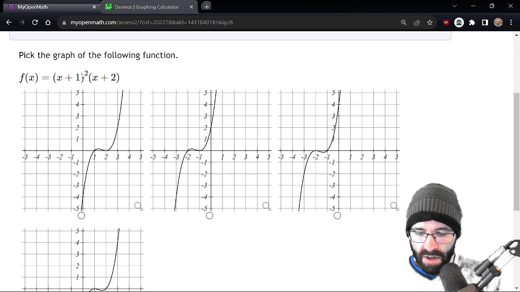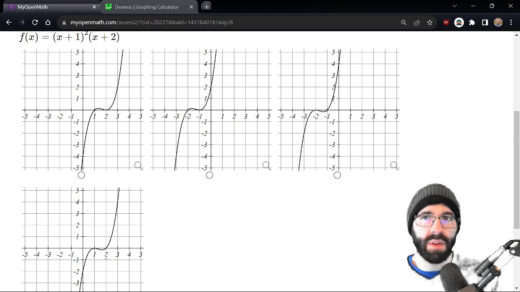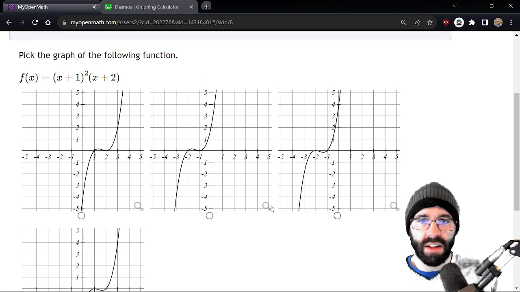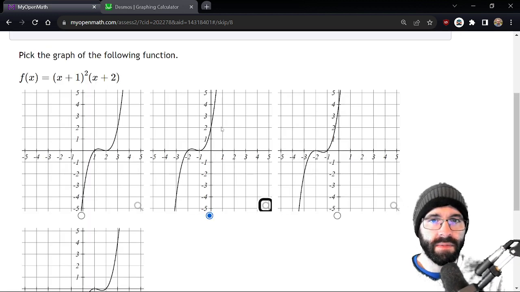Okay. So this has an intercept of -1 and -2. Can't be this first graph. Maybe it's a second graph. Maybe it's this third graph. Can't be this one. Intercepts are -1 and -2. So it's either this second or this third. Remember, you can zoom in if you want by pressing the magnifying glass.